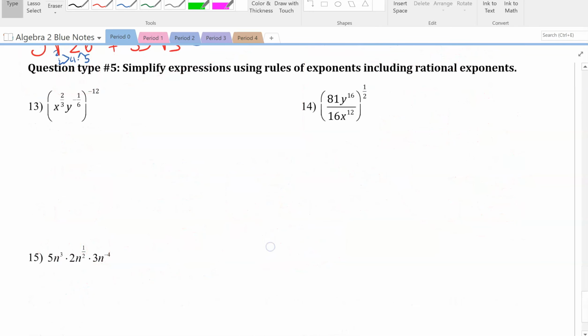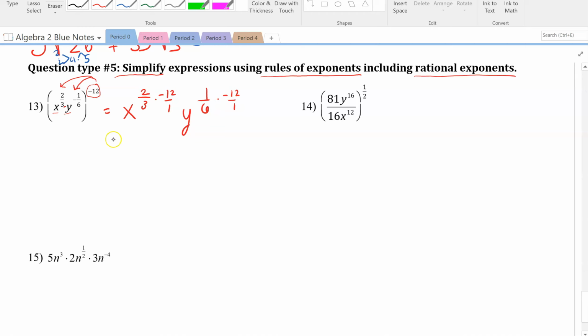Now for the last question type, it's just kind of overall simplifying using a combination of rules of exponents and then also rational exponents. So the first rule of exponent that I'm going to use here is the one that says that if you have two different bases raised to the same power and they're being multiplied together, you can just distribute that power. So this is the same thing as x to the 2/3 times negative 12 times y to the 1/6 times negative 12.